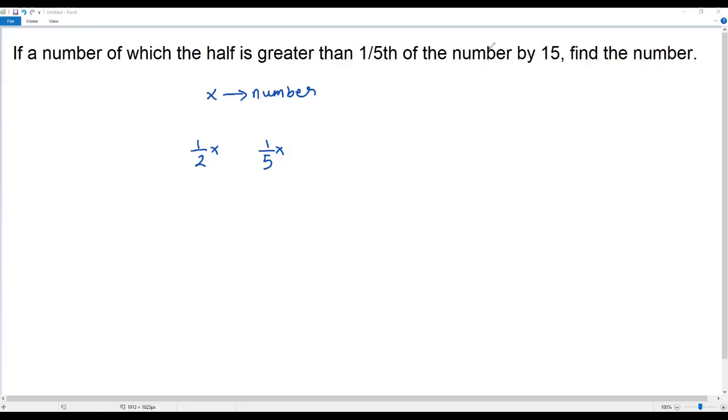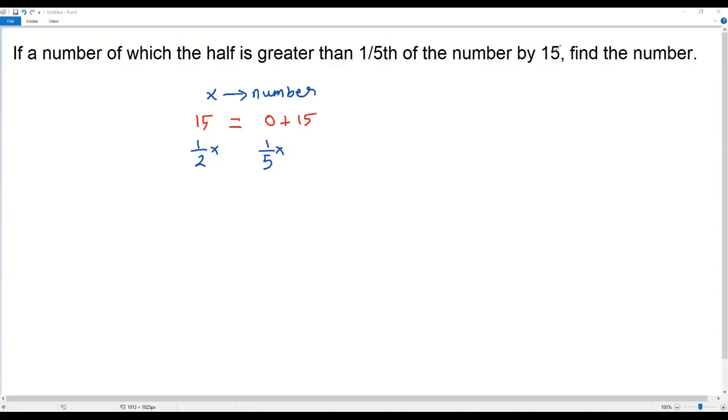So for example, I assume 1/5 of the number is 0. Then what is 1/2 of the number? It's 15, because 1/2 of the number is greater than 1/5 of the number by 15. Can I say that 15 and 0 are equal? No, it's false. To balance this equation, either I subtract 15 on the left side, so that 15 minus 15 becomes 0, and on the right side we already have 0. 0 equals 0, it's true. Otherwise, I add 15 to the right side, so that 0 plus 15 becomes 15. Then 15 and 15 are equal.